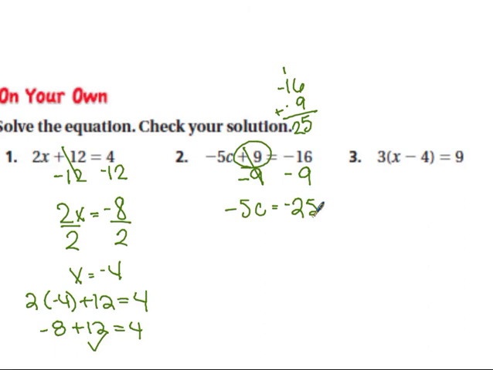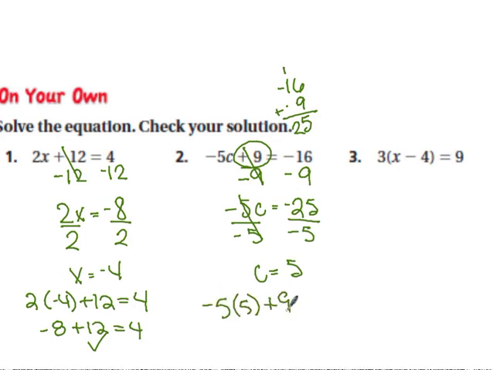At this point, we have a simple one-step equation. We're trying to isolate the variable c, and to do that, we will divide both sides, and c equals positive 5. Negative divided by a negative is a positive. And then we want to check our work. Negative 5 times positive 5 is negative 25 plus 9. Different signs subtract. That does equal negative 16.